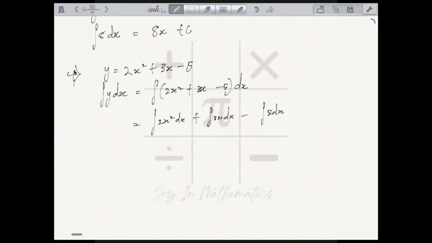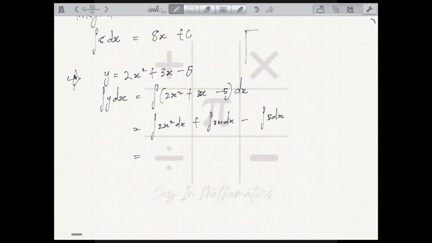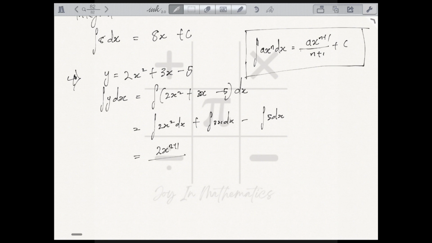Now, when we integrate 2x squared, we remember the principle that whenever we integrate ax raised to power n with respect to x, we would have ax raised to power n plus 1 divided by n plus 1 plus c. So integrating 2x squared, we have 2x raised to power 2 plus 1 divided by 2 plus 1. Integrating 3x, we'll have 3x raised to power 1 plus 1 divided by 1 plus 1. And integrating 5, we have 5x.